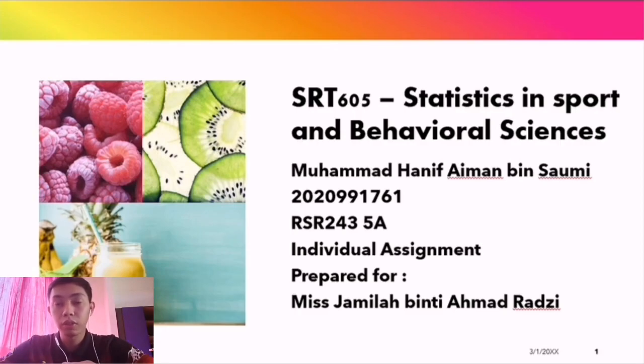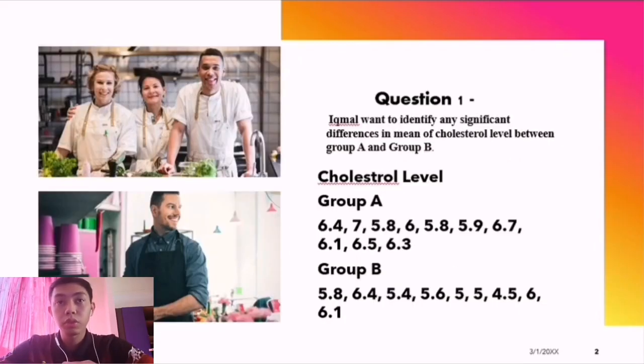So let's go for the first question. Question one: ICMA wants to identify any significant differences in the mean of cholesterol level between Group A and Group B. This is the data distribution given under the question for Group A and Group B.